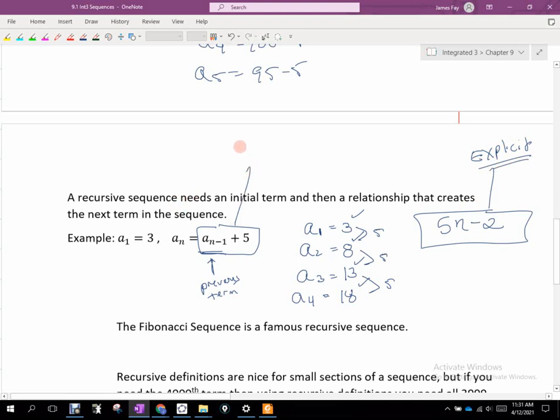formula, and this here is the recursive. And they are 2 different rules that give me the same exact list. The recursive one, if I want the 1,000th term, I've got to write 999 of them out, right? Using the explicit, if I want the 1,000th term, I take 5 times 1,000 minus 2. It's 4,998.